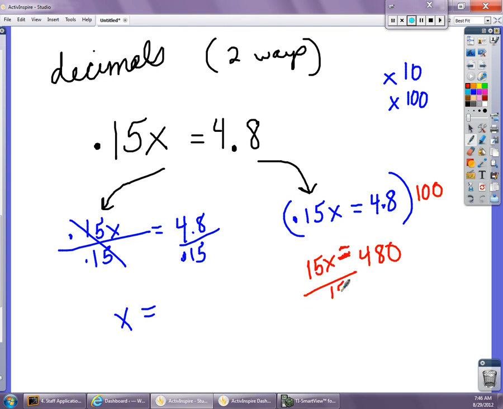Now you can continue the problem just like normal. x equals, instead of dividing decimals, if you didn't have a calculator, now you can just divide 480 by 15 and get the answer. Both of these you would get the exact same answer.